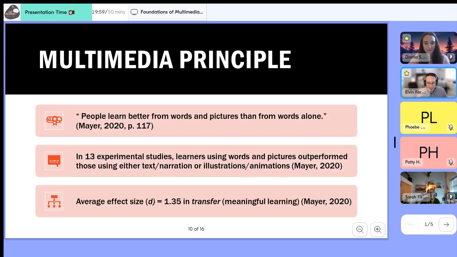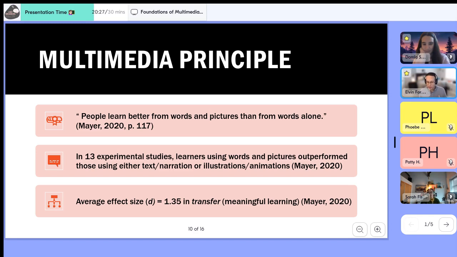So the biggest principle, and it might seem obvious to everyone here, is the multimedia principle. But there's actually been a lot of research on this. And the question becomes, do you learn better with words and pictures? Like you as an instructional designer, why are you doing all this work? And the fact is, and I'll just read the quote, people do learn better from words and pictures than from words alone.